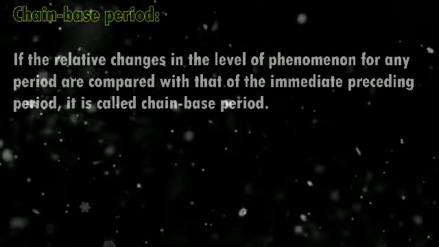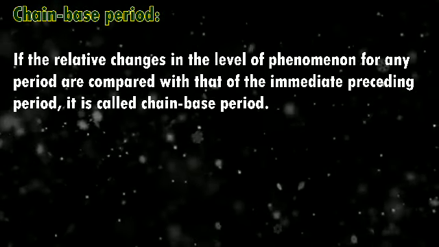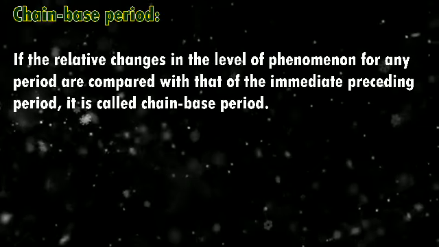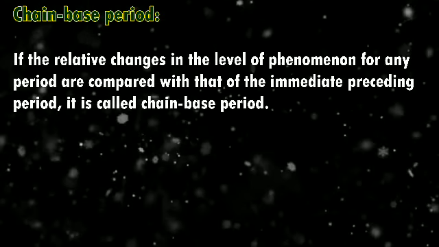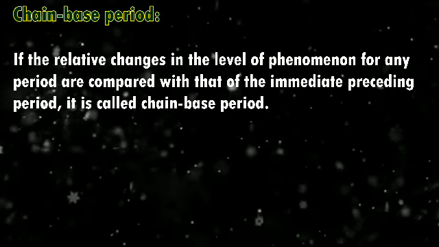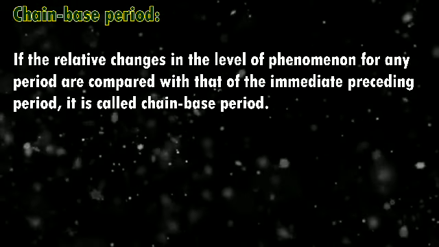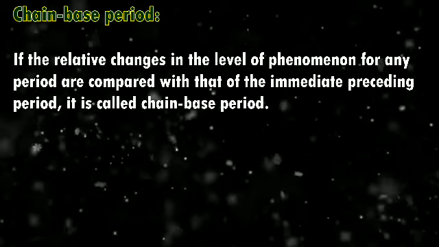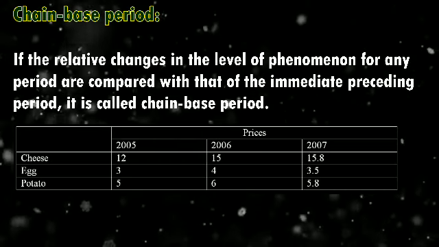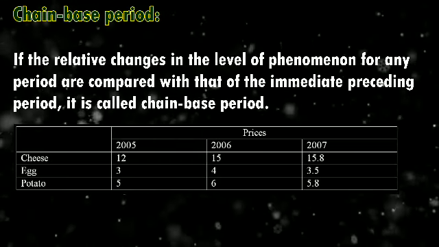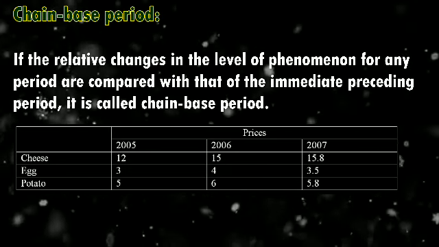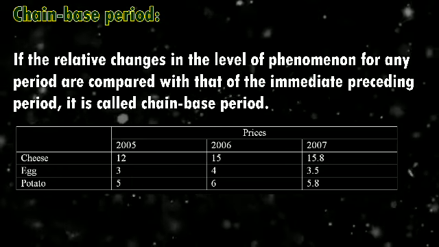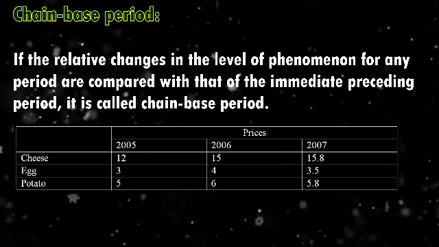Second one, chain base period. If the comparison is required year on year, a system of chain base is used. That is, if the relative changes in the level of phenomena for any period are compared with that of the intermediate preceding period, it is called chain base period. Consider the above example. Here in this example, all the three commodities or items are given along with their price values for the year 2005, 6 and 7.